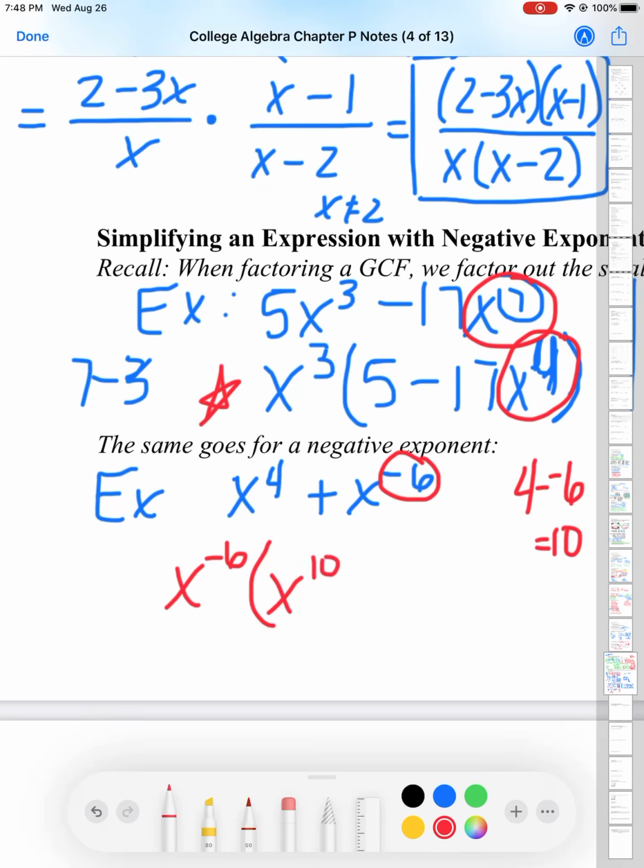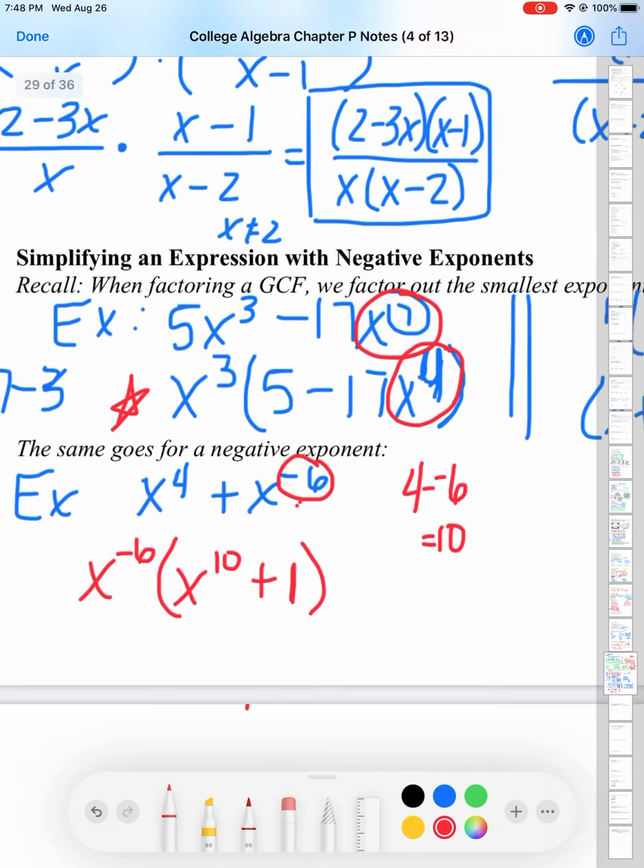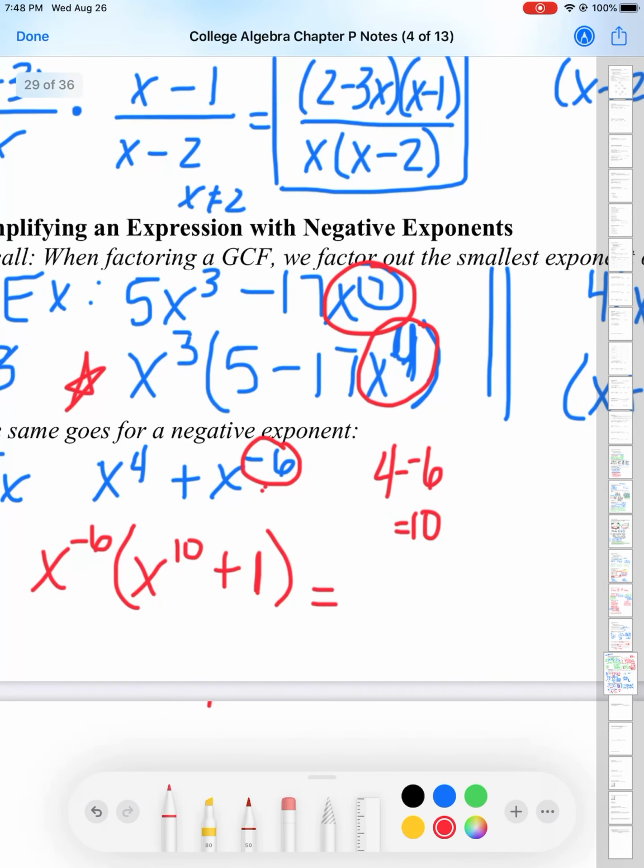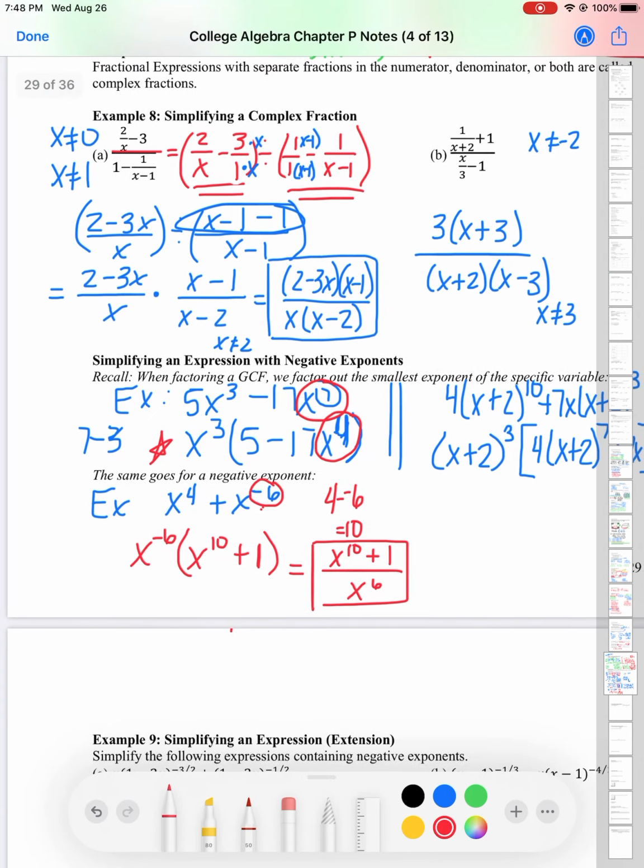And that's how I figure out that I get x to the 10th power and then plus 1, because I factored out an x to the negative 6 out of x to the negative 6 to get 1 in this place. But when I factor out an x to the negative 6 out of x to the 4th, I'm left with x to the 10th. And then if you want to rewrite this with positive exponents, you would say x to the 10th plus 1 over x to the 6th.